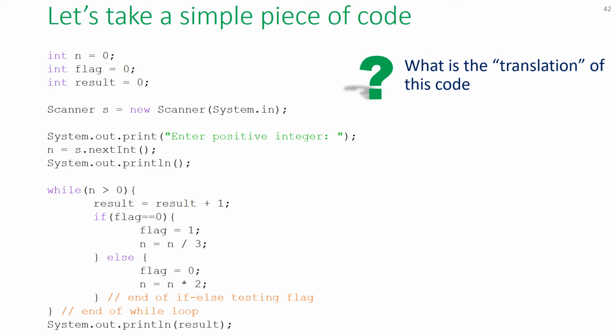If I input 12 here, okay, it's going to say 12 is greater than 0. Okay, result is equal to result plus 1. So result is going to be 1. Flag equals 0, that's true. Flag equals 1, okay, I take note of that. N equals n divided by 3. So my 12 is divided by 3, integer division. That gives me a 4. So now n is 4. N went from 12 to 4.